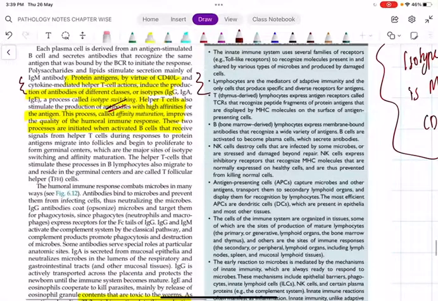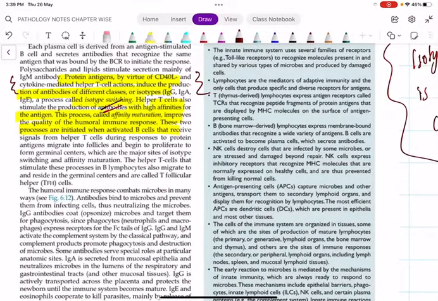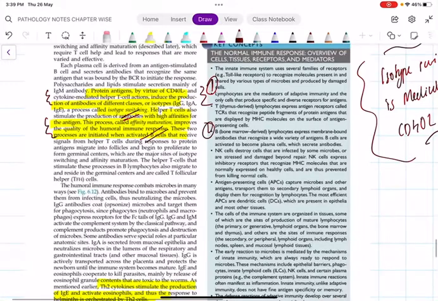Then, as a result, that is one thing. Second thing, these T helper cells will stimulate the production of antibody which have very high affinities for the antigen. That is what we call affinity maturation. What do you mean by affinity maturation? We have different classes of antibodies, right? The T lymphocytes will stimulate only those antibodies which have very high affinity towards this antigen. So much more in detail about this you can read in immunology. As far as path is concerned, there is no need to know much more.